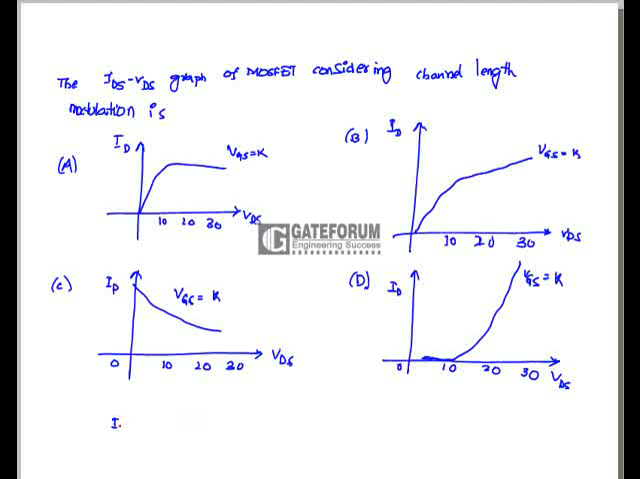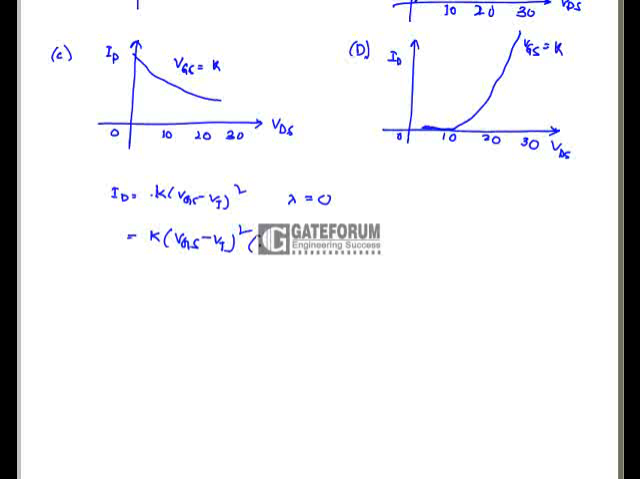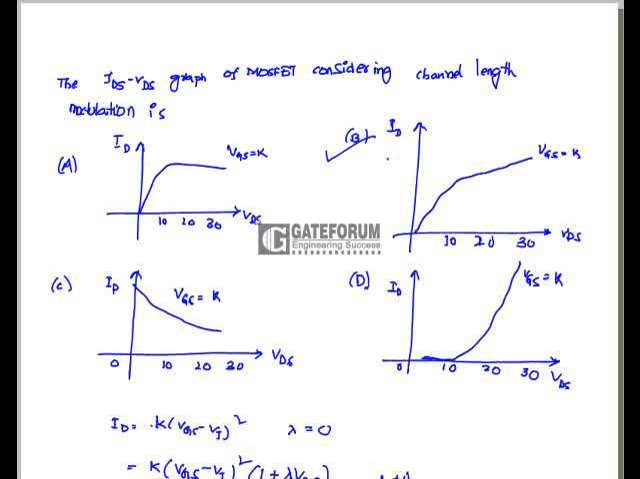That is, ID equals K times (VGS minus VT) whole squared. This is without channel length modulation, that is, lambda equals 0, where lambda is the channel length modulation parameter. If channel length modulation is not 0, we get the factor 1 plus lambda VDS. So lambda not equal to 0 means VDS is going to have an influence on ID. So option B is correct.